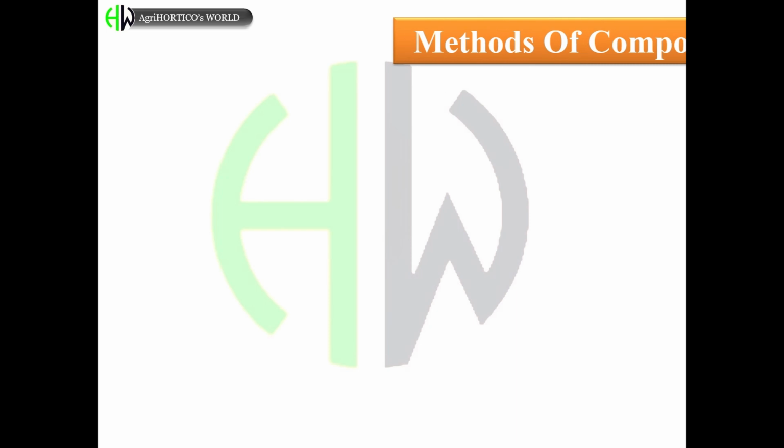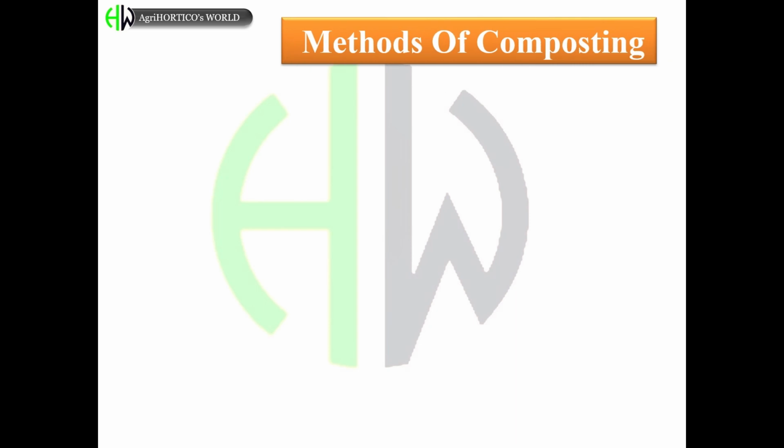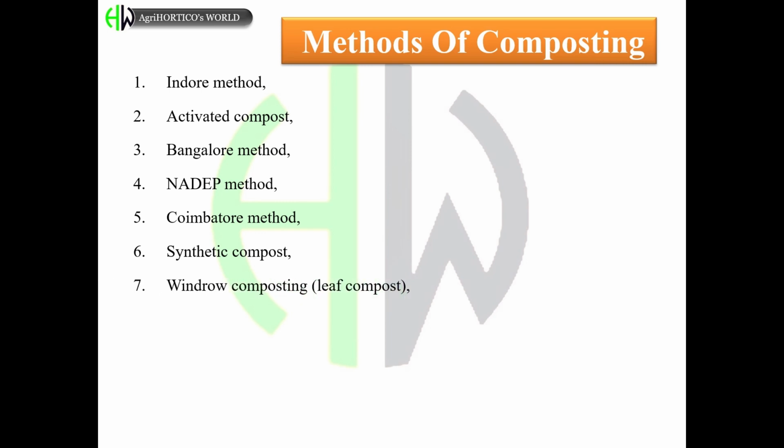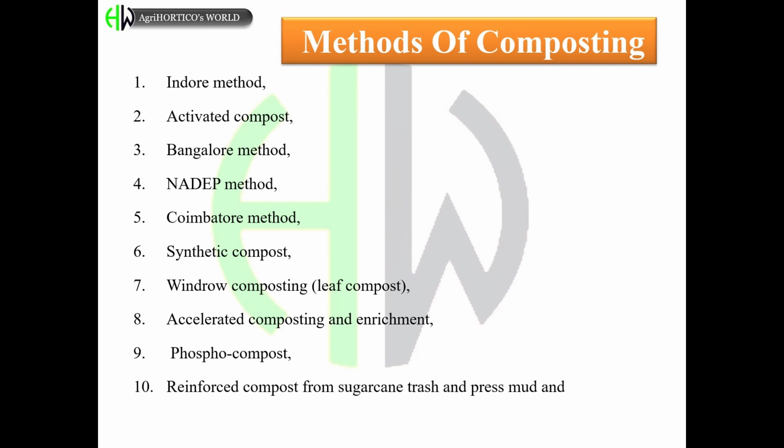And now, let us know about different methods of composting. Indore method, activated compost method, Bangalore method, Nadef method, Coimbatore method, synthetic compost, windrow composting or leaf compost, accelerated composting and enrichment, phosphocompost, reinforced compost from sugarcane trash and press mud, and Japanese method of composting.